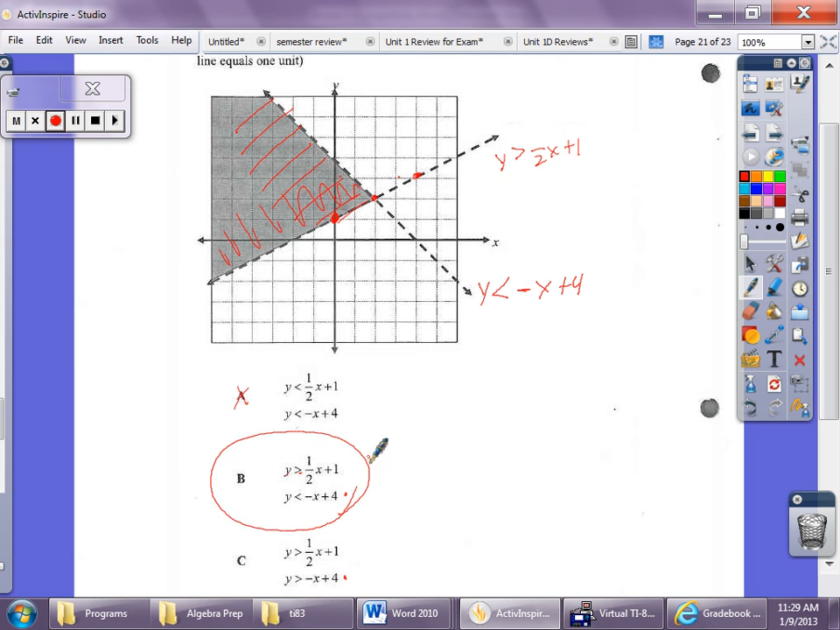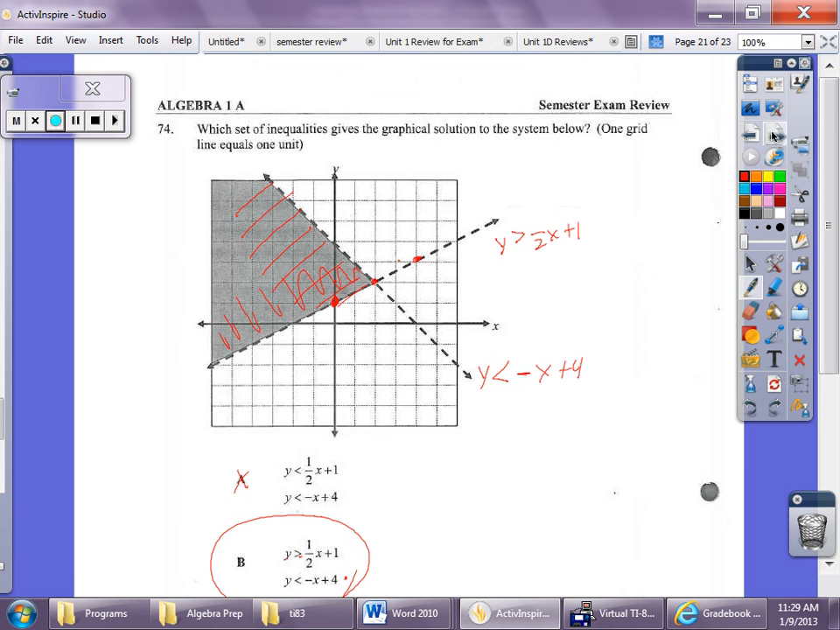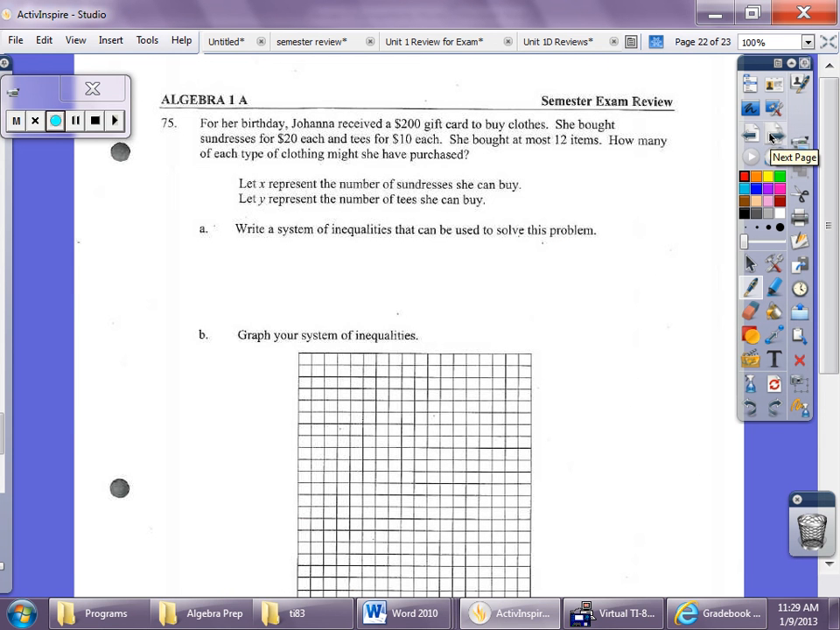And when we look at the next one, 74, and our last question, 75. For her birthday, Joanna received a $200 gift card to buy clothes. She bought sundresses and tees. She bought at most 12 items. So at most is a key word there. How many of each type of clothing might she have purchased? So if she received a gift card for $200, that means she can't spend more than $200, but she can spend less than $200 because it's still in a gift card.